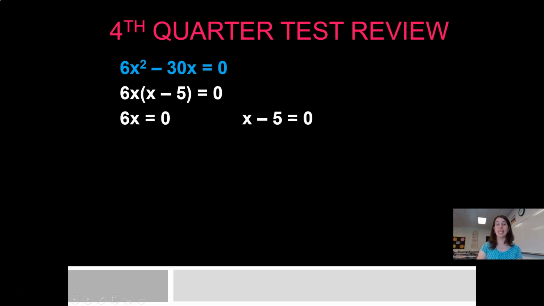The first equation, to get the x by itself, we're going to divide by the 6. 0 divided by 6 would still be 0. The second equation, add 5. So 0 plus 5 is 5. Again, we started with an x squared, and again, we have two final answers, our 0 and our 5.